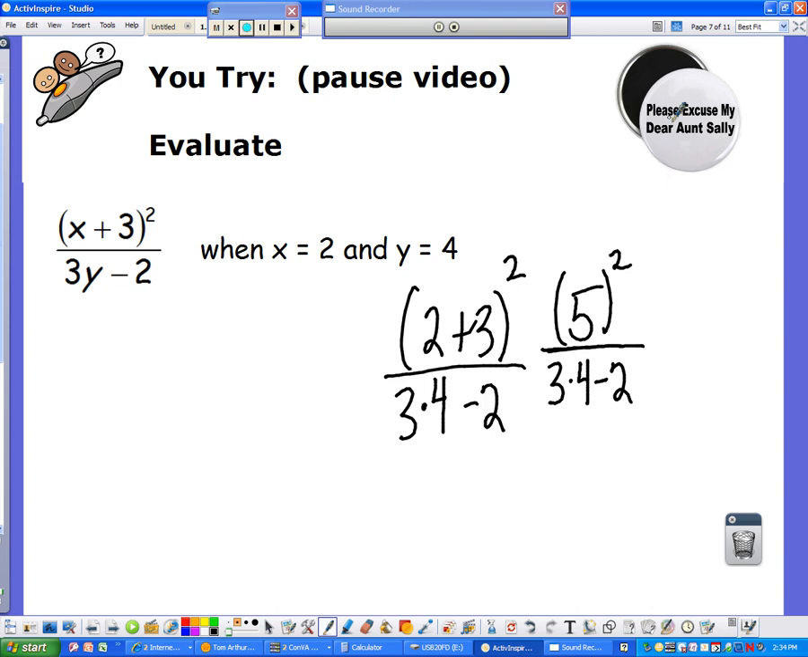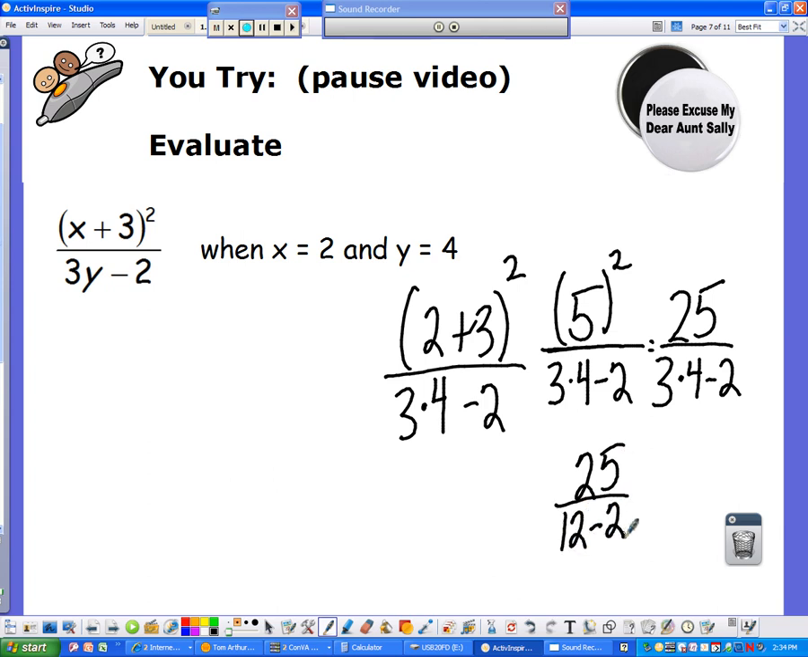So if we continue following order of operations, we need to do the exponents. So 5 squared would give us 25. There's no exponents on the bottom. The next step would be multiply or divide. So 3 times 4 would give us 12 minus 2. No more multiply or divide, so now we move to add or subtract. So we have 25 divided by 10.